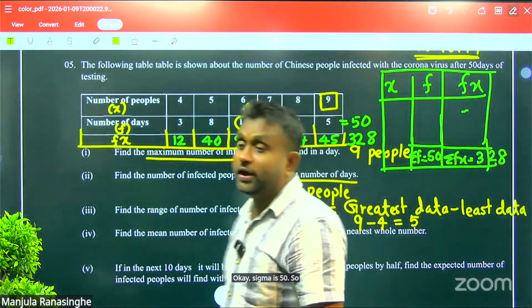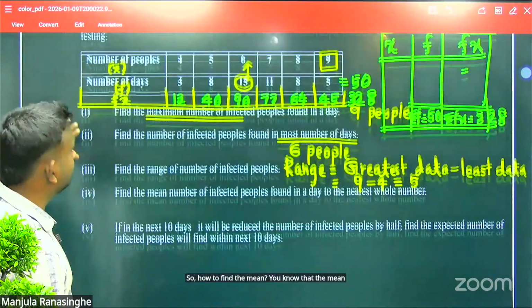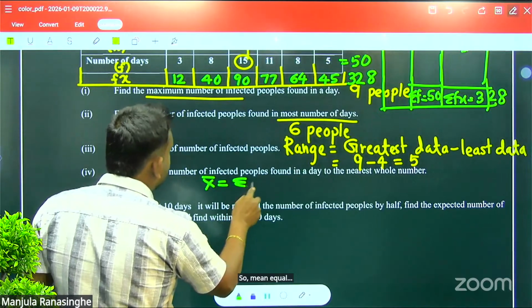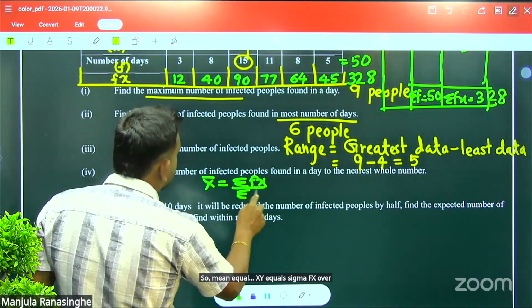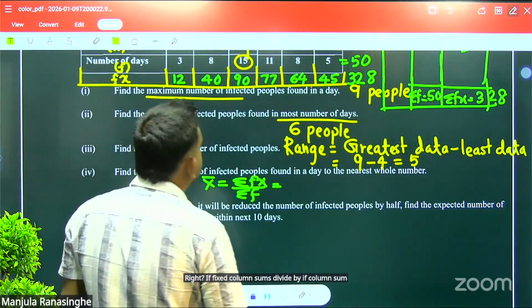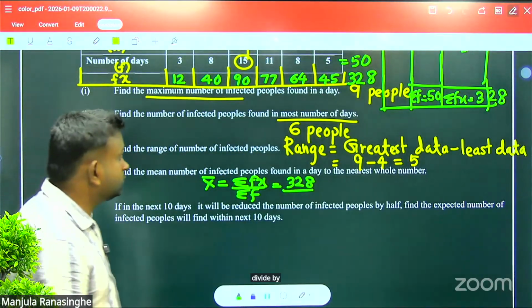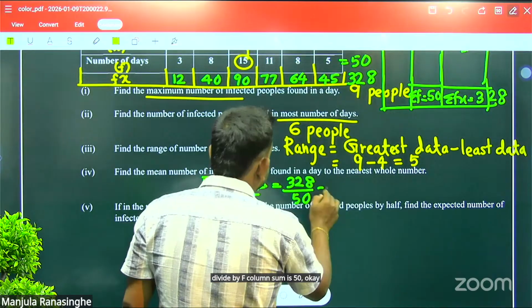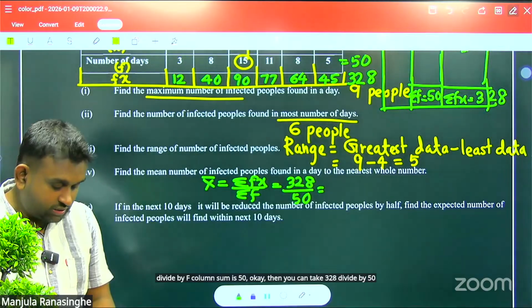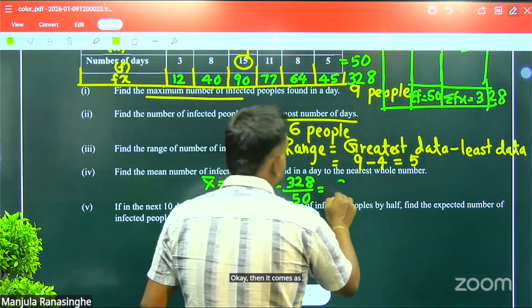So now how to find the mean? You know that the mean is the x bar. So mean equals x bar equals sigma fx over sigma f. Right? The fx column sum divided by the f column sum. The fx column sum is 328, divided by the f column sum, 50. Then you can take 328 divided by 50 by long division. Then it comes as 6.56.